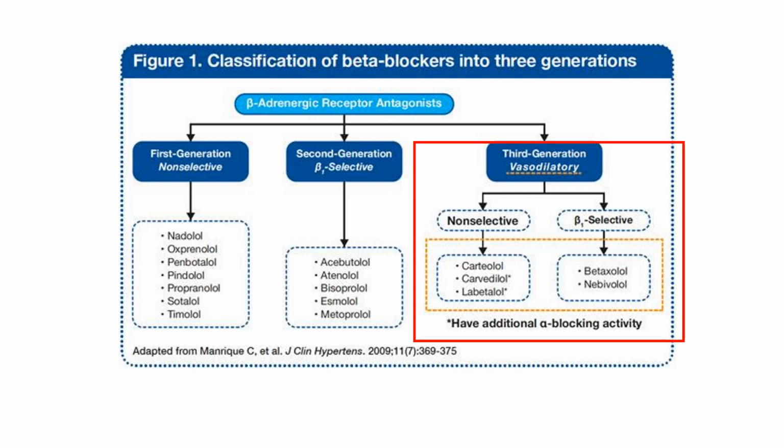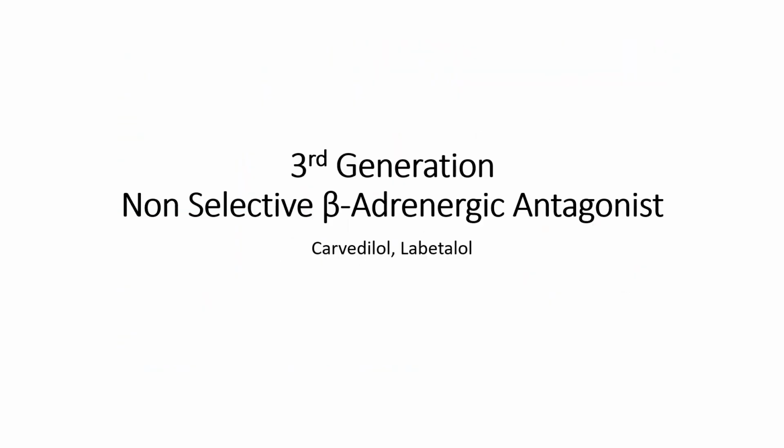However, what makes the third generation of beta blockers different from the other two is that they can also act on blood vessels to cause vasodilation. So compared with classical beta blockers, vasodilating beta blockers have considerably better metabolic, hemodynamic, and side effect profiles. Here we have the third generation non-selective beta-adrenergic antagonists such as carvedilol and labetalol, which produce peripheral vasodilation. These agents not only block the beta receptors, but also have the capacity for alpha-1 receptor blockade.